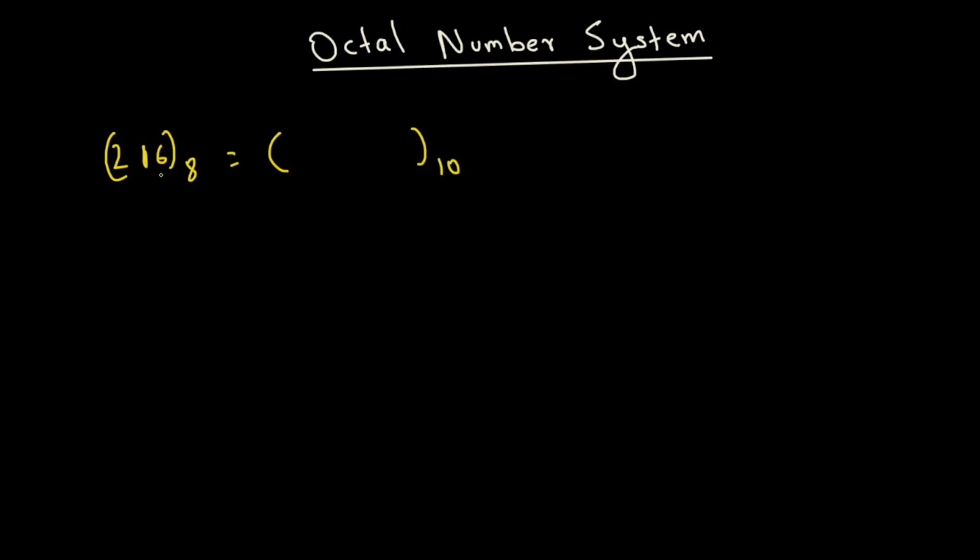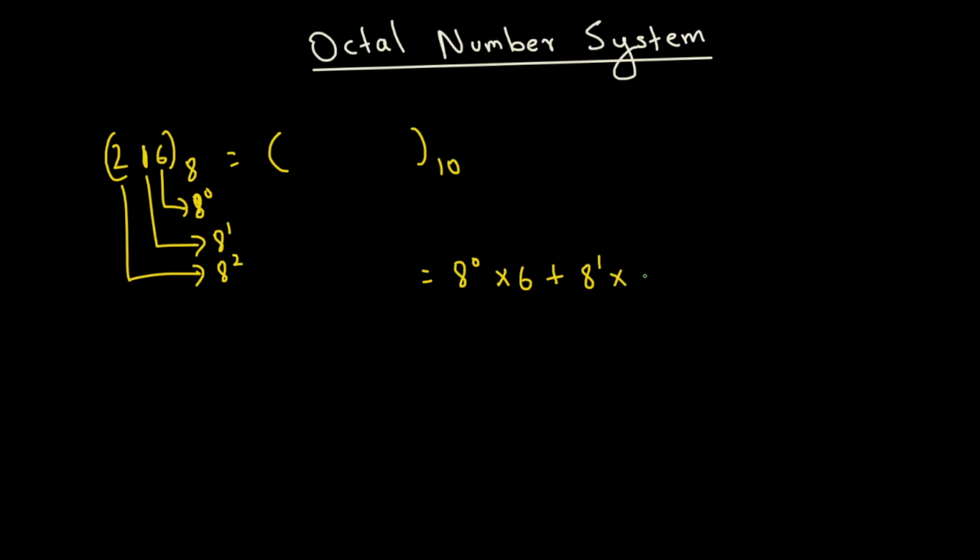So 216 is an octal number, and we want to convert this one into decimal, and we want to know the weight of each location. The first digit is 8 power 0, the second is 8 power 1, and the third is 8 power 2. To convert, we multiply and add them. So the 6 is in the 8 power 0 location: 8 power 0 times 6, plus 8 power 1 times 1, plus 8 power 2 times 2.